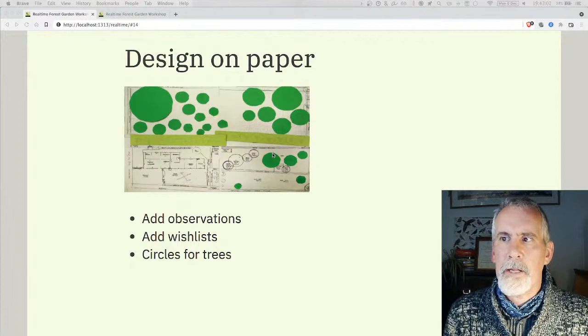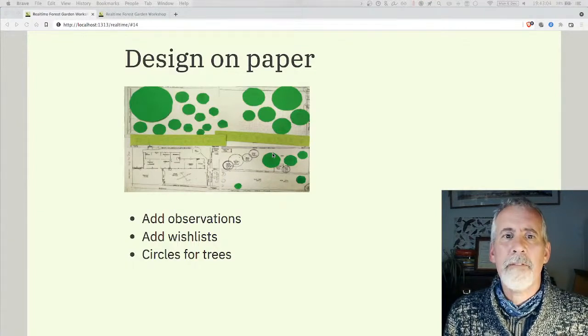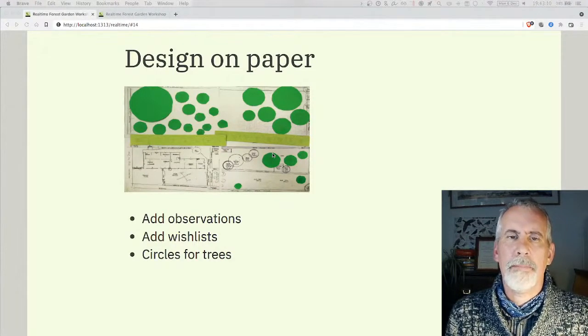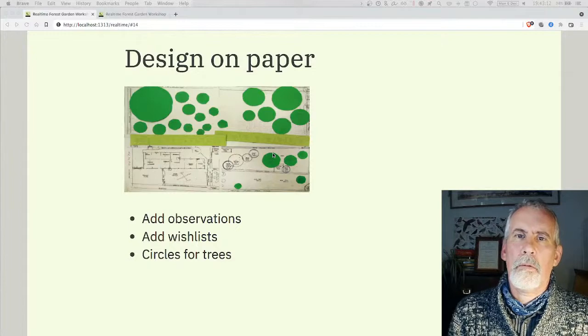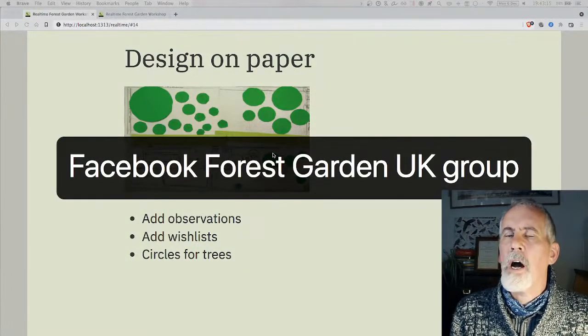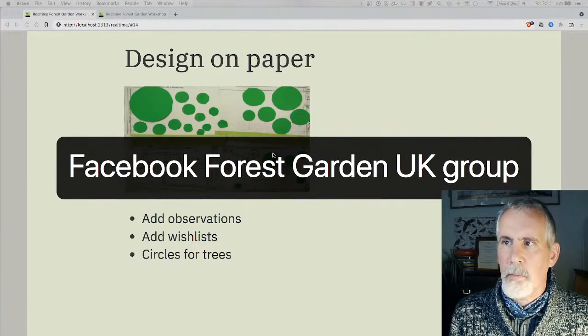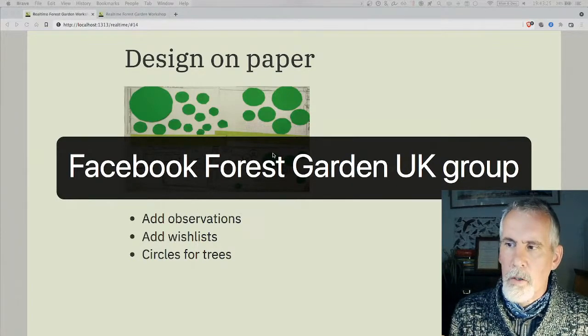But there is a Forest Garden UK Facebook group as well. I really hate Facebook, but there are lots of different people in the group. There are lots of forest garden designers about the place. So if you are interested in having someone design your forest garden, that's a good place to look.